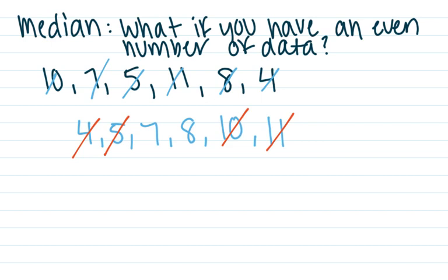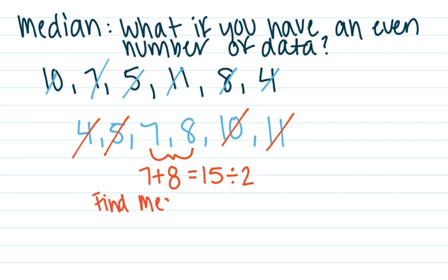The reason why I have two numbers left in the middle like this is because there's an even number of numbers in my problem. I have 6 numbers in my data. And so that is why I have 2 numbers left over. When that happens, we do something else. When I have 2 numbers left over in the middle like this, we find the mean of those numbers. We're going to add them together. And I added 2 numbers together, so that means I'm going to divide this by 2. So again, we're finding the mean, the average of the 2 numbers.